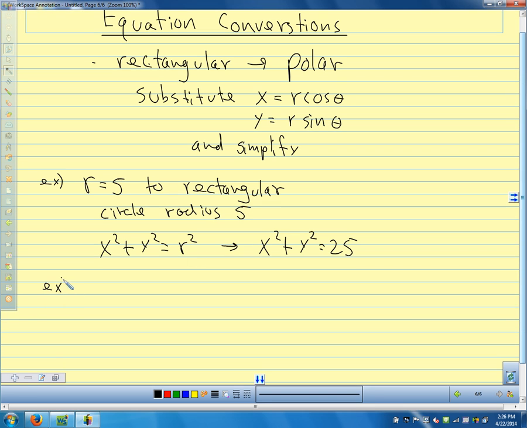All right, how about theta equals pi over 4? What is that equation describing? The angle is always pi over 4, no matter what r is. So what is this thing? What is it? It's a line. This is a line.